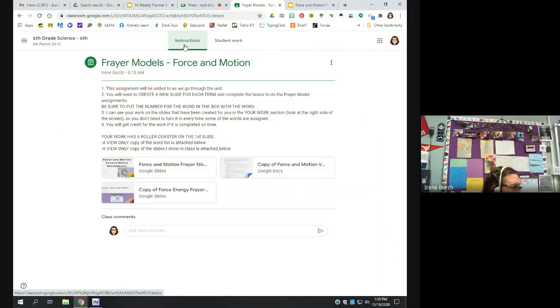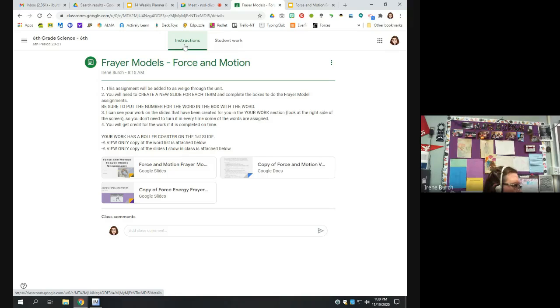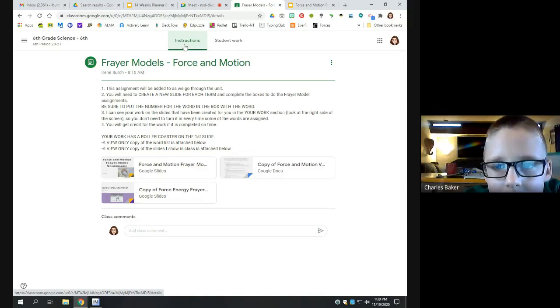Does anybody not see this? I don't see it. Okay. Did you go to Google Classroom? Did you scroll down to the one called Frayer Models Force and Motion? You see it now. Okay. Make sure you click on the green clipboard.